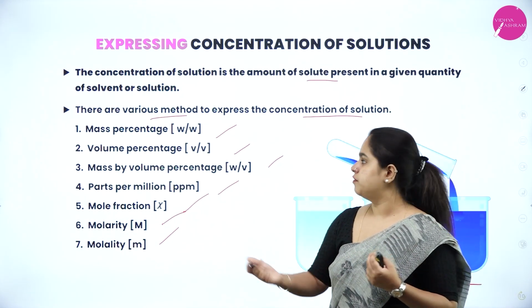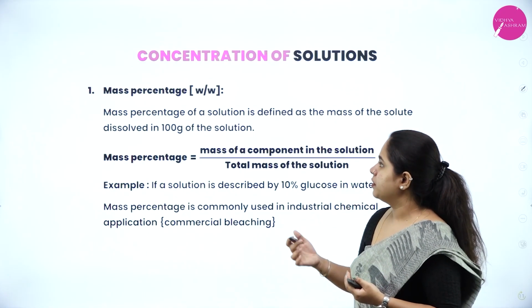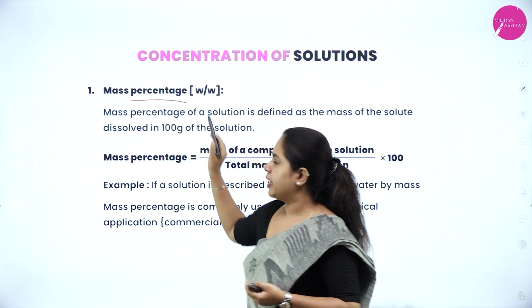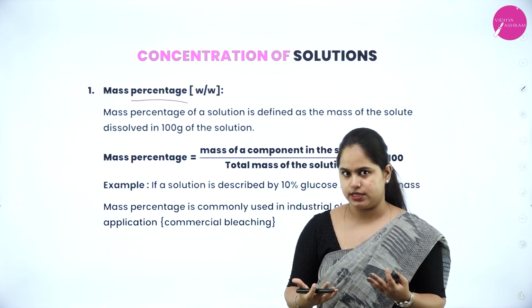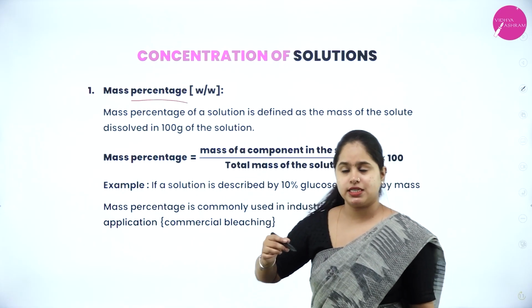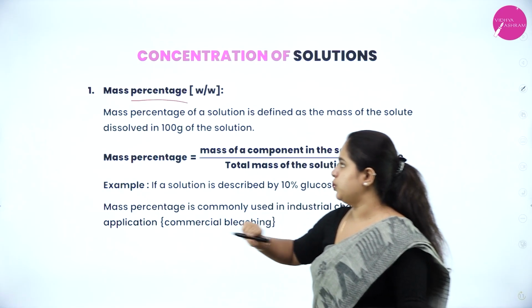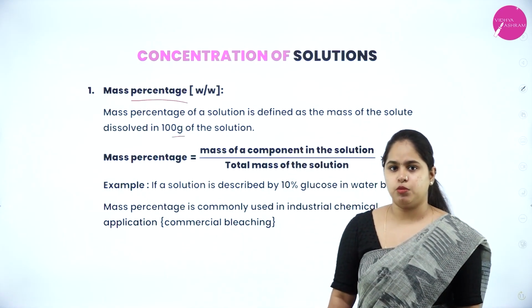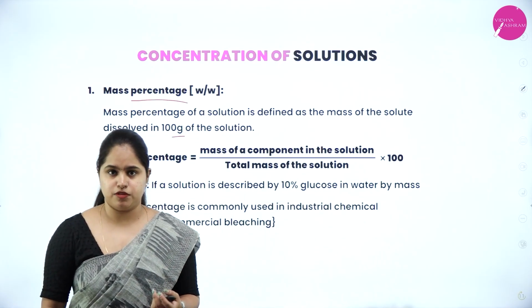In this session, we will be discussing the first four. Beginning with the first one, mass percentage. As you can see in the name itself, it is something related to mass. So, what is mass percentage? Mass percentage of solution is defined as the mass of the solute dissolved in 100 gram of the solution.